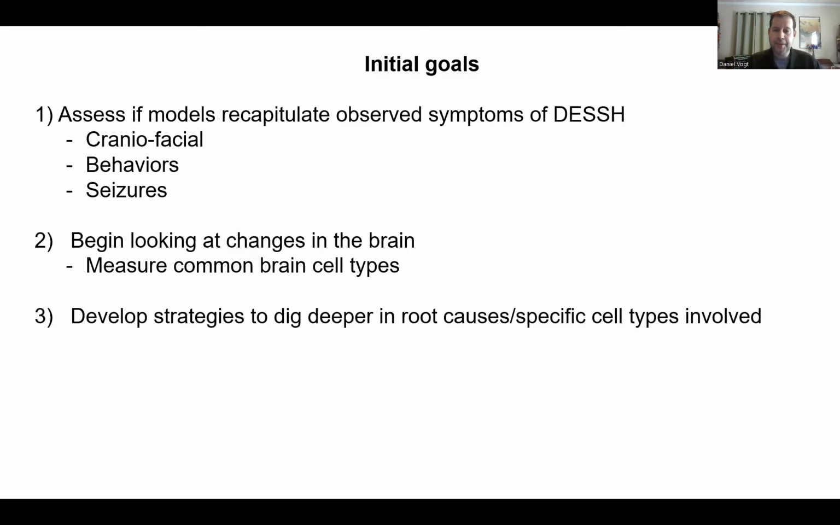And we've now started looking at the brain to measure common brain cell types and trying to understand if there's certain regions or developmental time points that we may need to look at in more detail to really get a good understanding. And to that end, we're trying to develop more strategies to look at the root causes and, again, these specific cell types that might be changed or altered in DESSH.